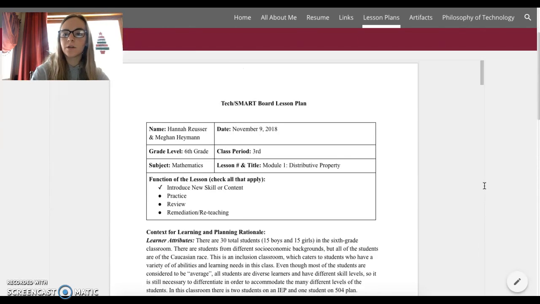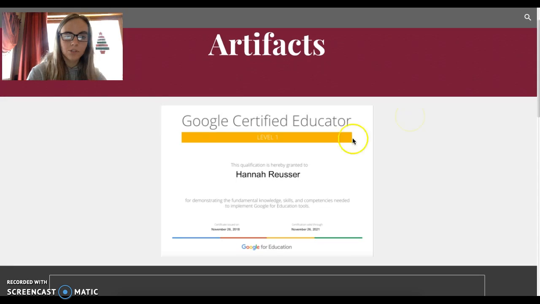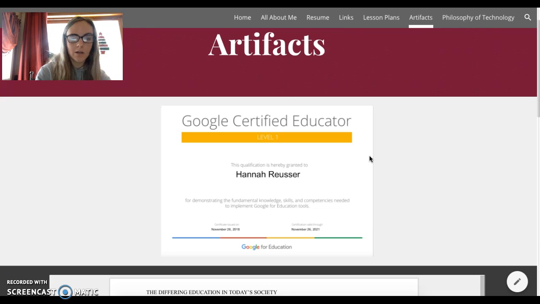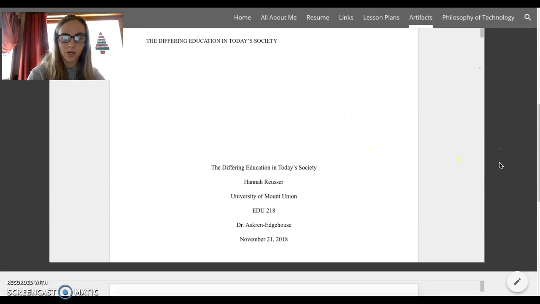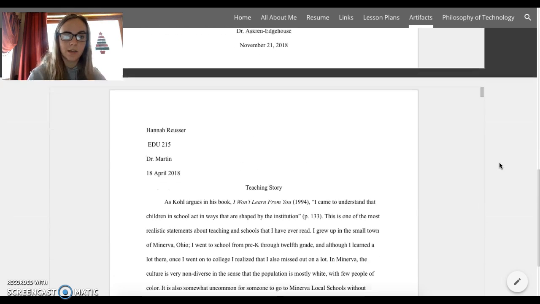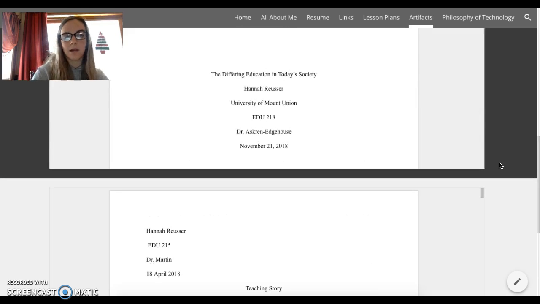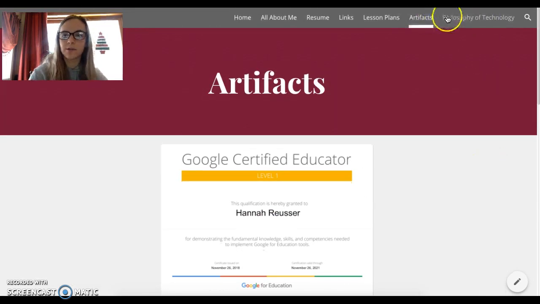And then from there, I go on to show my artifacts. I thought it was important to put that I'm a Google Certified Educator Level 1 in case a principal does look at that. Parents might not care quite as much, but either way, I think it's important to have. So I put that, and then 2 of my papers that I feel are my best work in college: The Differing Education in Today's Society for EdTech, and a teaching story from my EDU 215, which is multicultural education. I think it shows me the best as a writer and as a teacher.